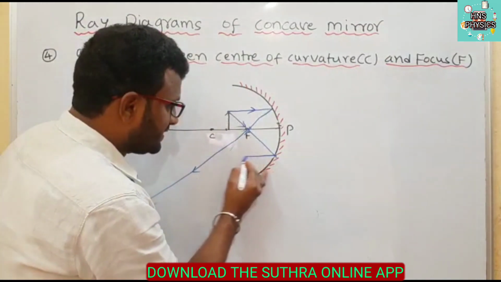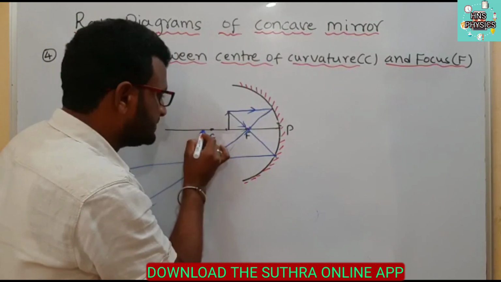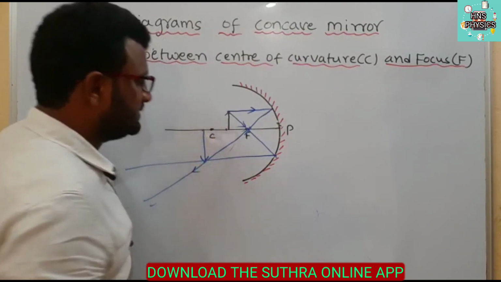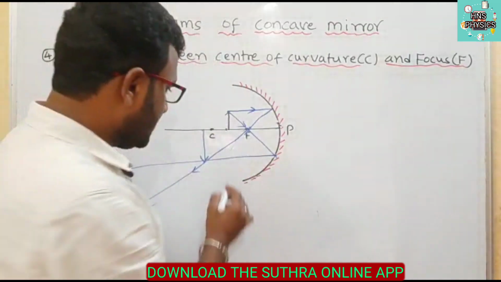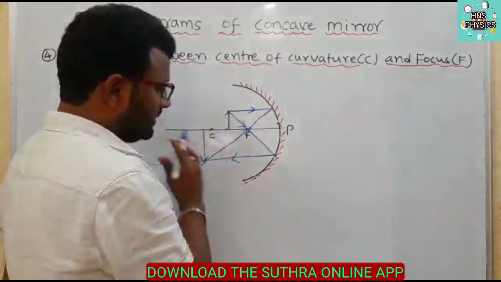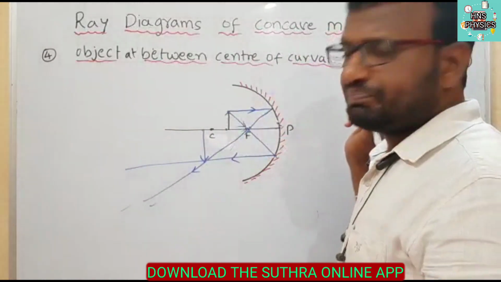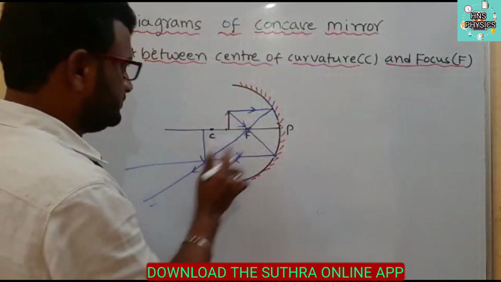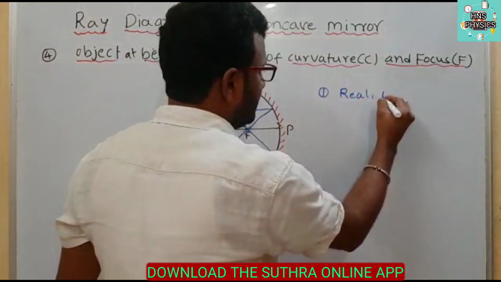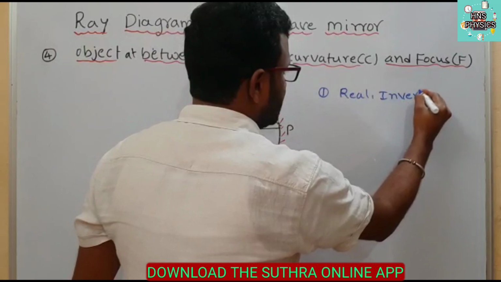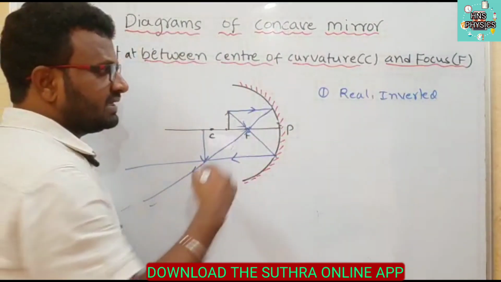After the reflection, the reflected rays meet behind C. That means the image is formed behind C. Right, here the reflected rays meet behind C. So what is the nature here? First one is real, inverted. That means here the image is formed behind the mirror, and that is inverted.